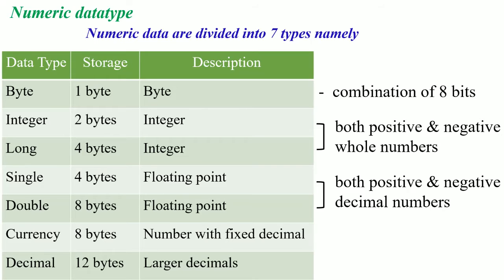So both positive and negative decimal numbers. Then currency. In order to represent a money value, just use the data type as currency. The storage area is 8 bytes. So it is a number with fixed decimal, that is, after the decimal point comes only 2 values. Then decimal. Larger decimals, storage location is 12 bytes.